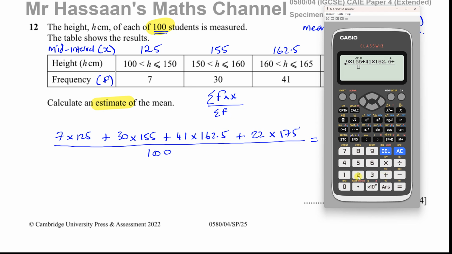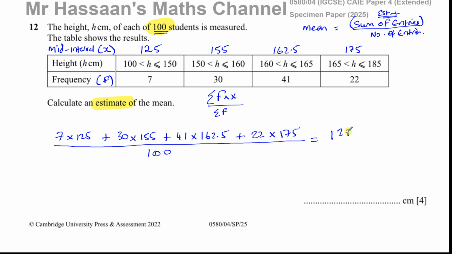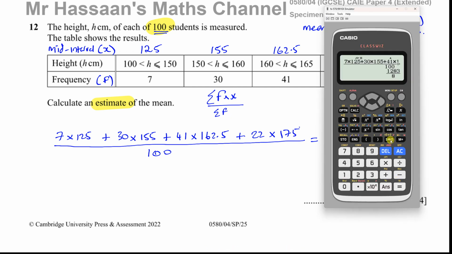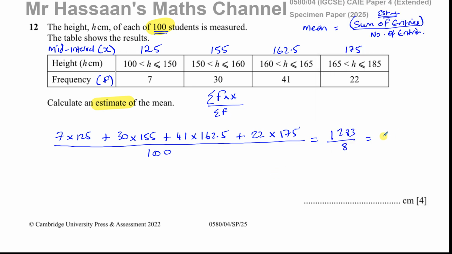So you have plus 22 times 175, divided by 100. Okay, and that equals 1283 over 8, which when you round that, it gives you what number? So you press SD, 160.375.